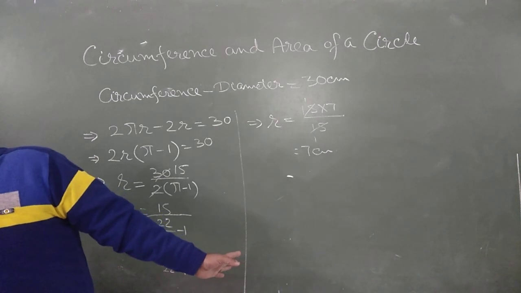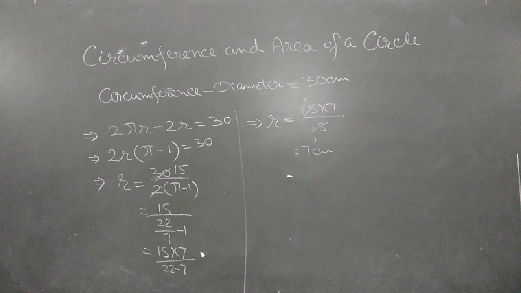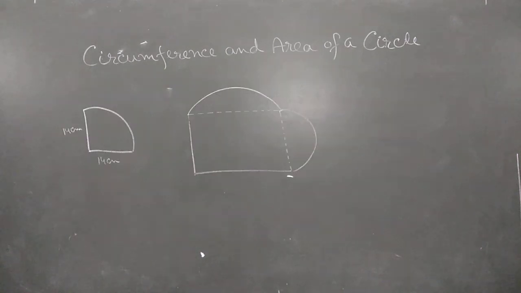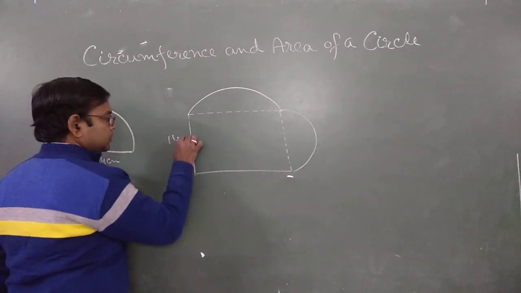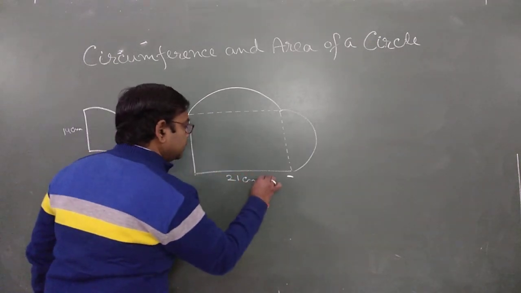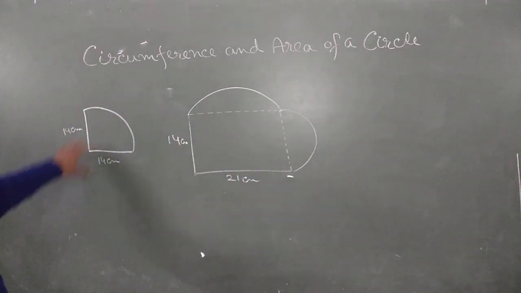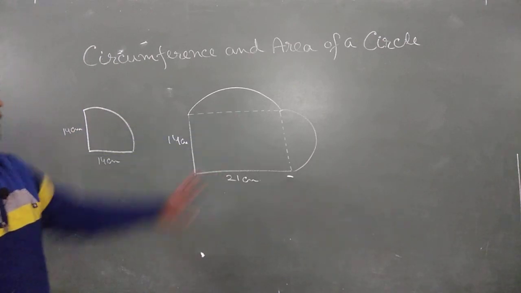Now, move to the next part of the question. This is the last question of this video, and the rest of the questions we will discuss in the next video. See the figure. On board you have two different types of figure. The question says that by using the given data of the figure, find out the perimeter and area of the space occupied by these two figures.